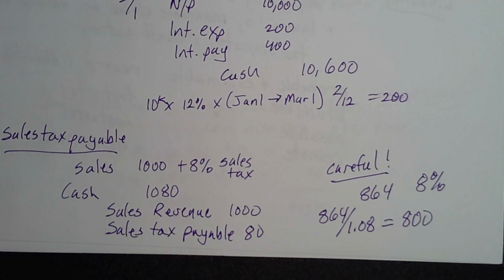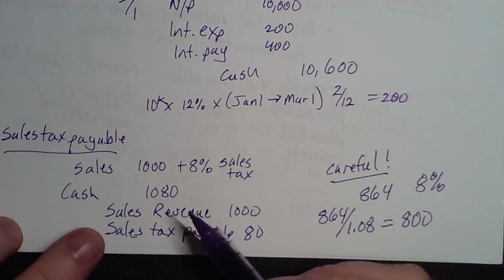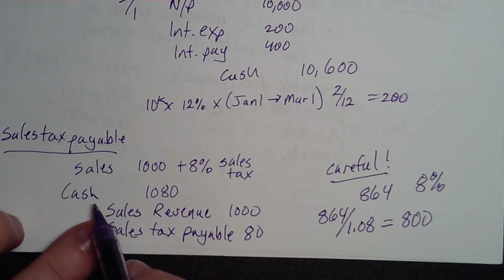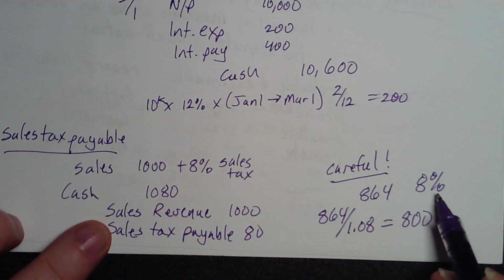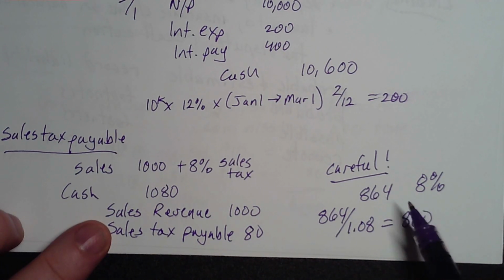Now, the questions in the homework in the textbook are going to look a little differently. They may ask the questions in a slightly indirect way. They may say, what if the total receipt said $864 and you knew it was 8% sales tax? The question might ask, well, how much was the sales revenue?